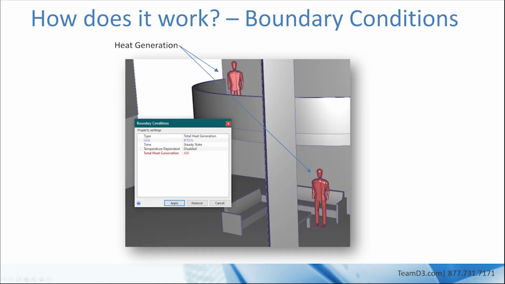Sometimes boundary conditions are not actually on the domain boundaries. Sometimes they're within it. In the case of our lobby, the human occupants are heat sources, so we specify a volume heat generation.